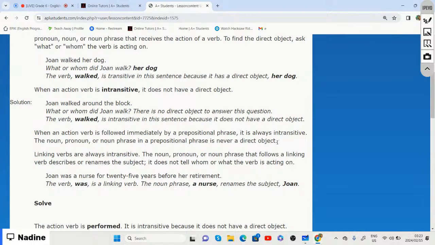For example, Joan was a nurse for 25 years before her retirement. So the verb was within that sentence is the linking verb, and the noun phrase, a nurse, renames the subject, which is Joan.